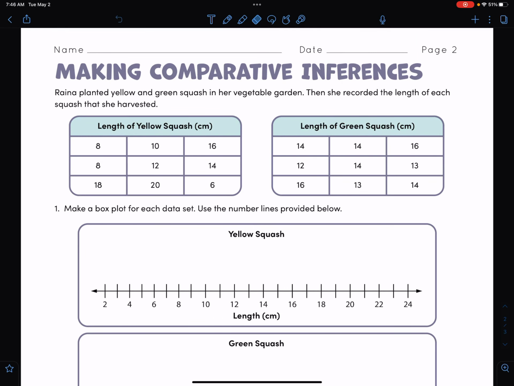Okay, we are doing comparative inferences using, in this case, a box plot. So the first thing that you need to do is make sure that you find the median and then divide into the quartiles. So the yellow squash, I'm going to start with my lowest number and make my list.